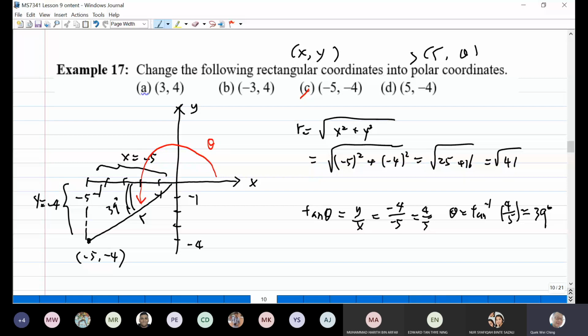Okay, so where is this theta now? After you notice this 39 now, the angle is equal to 180 first, go to 180 first, then plus 39 degrees. So they come to 219 degrees. Okay, so this is the answer here. So this 219 degrees is the correct answer for theta, for example 17, part C.